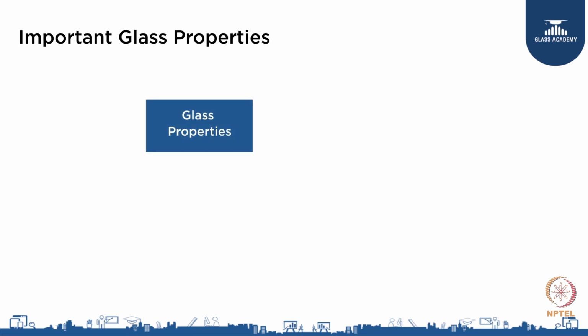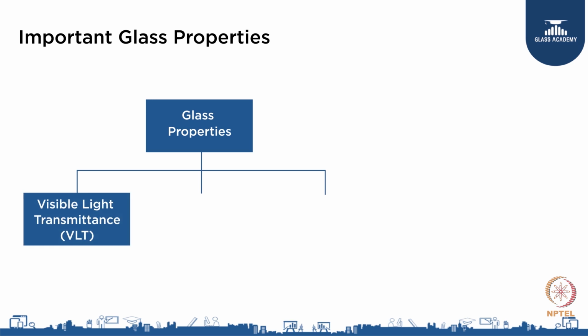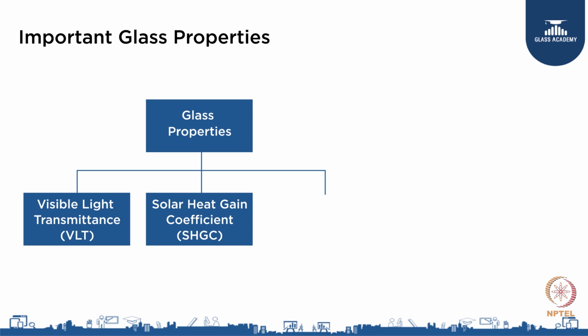So if we want to see the glass properties, especially from the point of view of daylighting, we are interested in visual light transmittance. However, we can't look at glass only from the visual light transmittance point of view. We have to also see how much energy it brings in. And for that, there are two properties. One is solar heat gain coefficient and the other one is U-value. We will understand all these three and then we will proceed further.